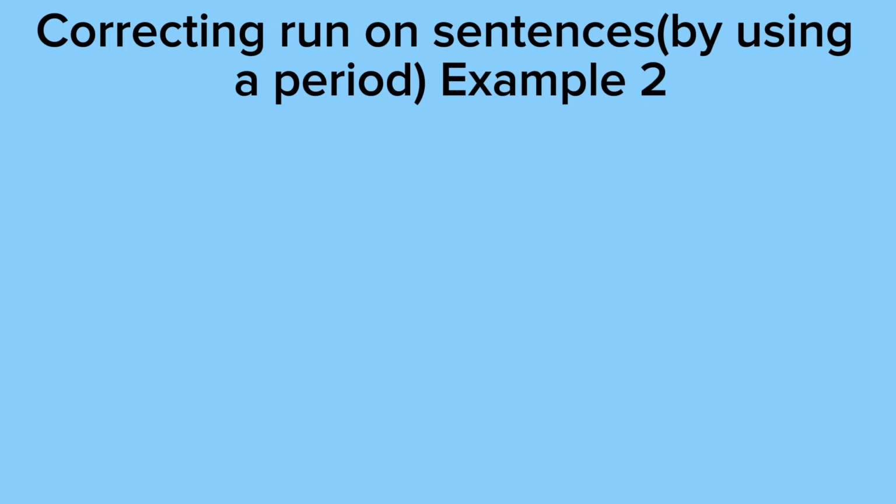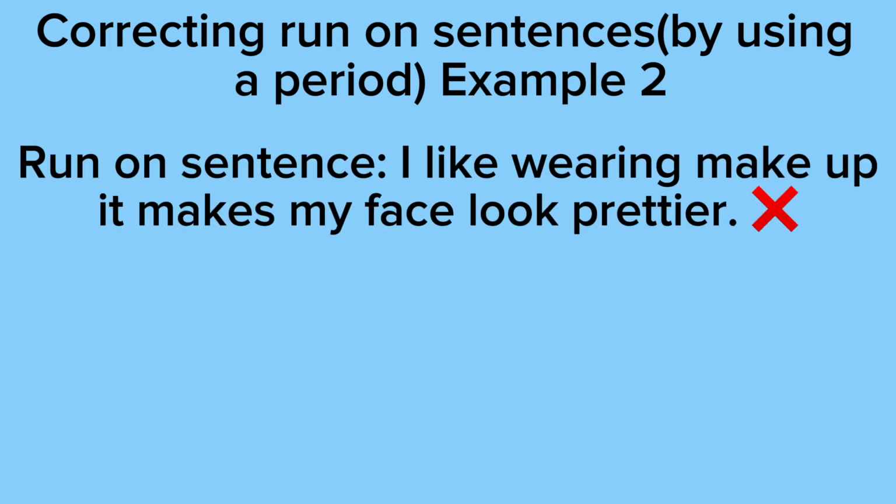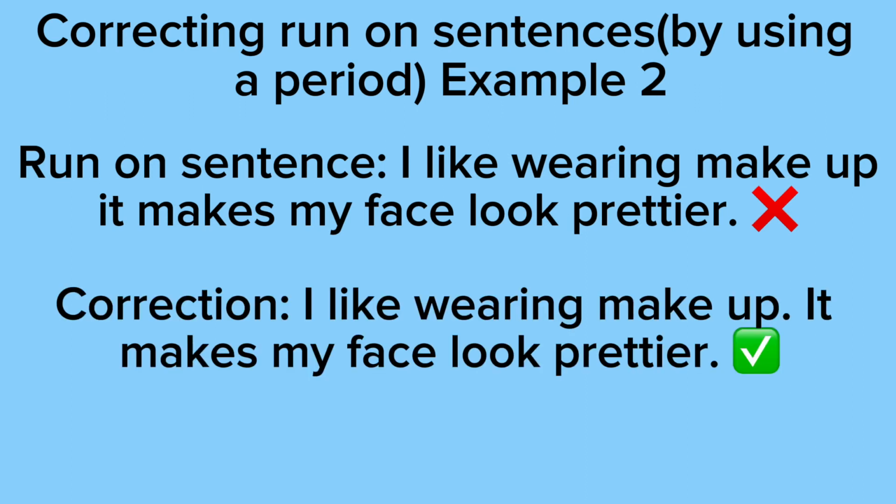Our second example where we're correcting a run-on sentence by using a period says, "I like wearing makeup, it makes my face look prettier." As you can see in the run-on sentence, there's no pause, no punctuation. So the correct way of saying this would be, "I like wearing makeup. It makes my face look prettier."